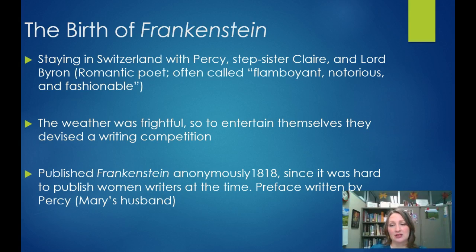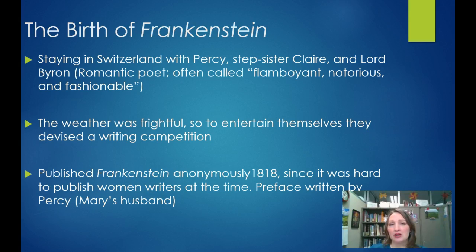They were writers. The fourth person was a stepsister. So there were two couples. According to a BBC documentary that you can find and watch on Mary Shelley, there were probably some opiates being consumed. So kind of a party atmosphere.